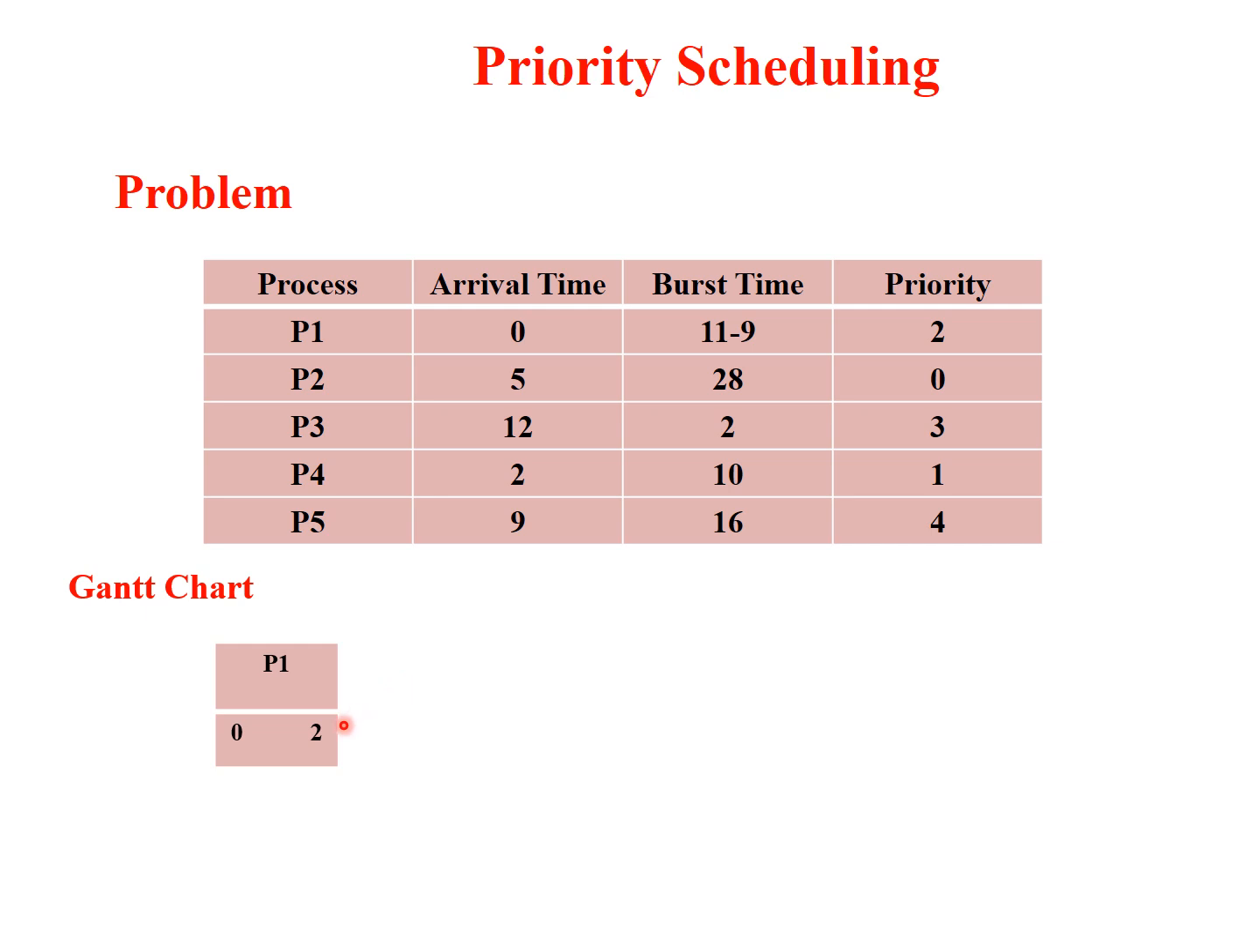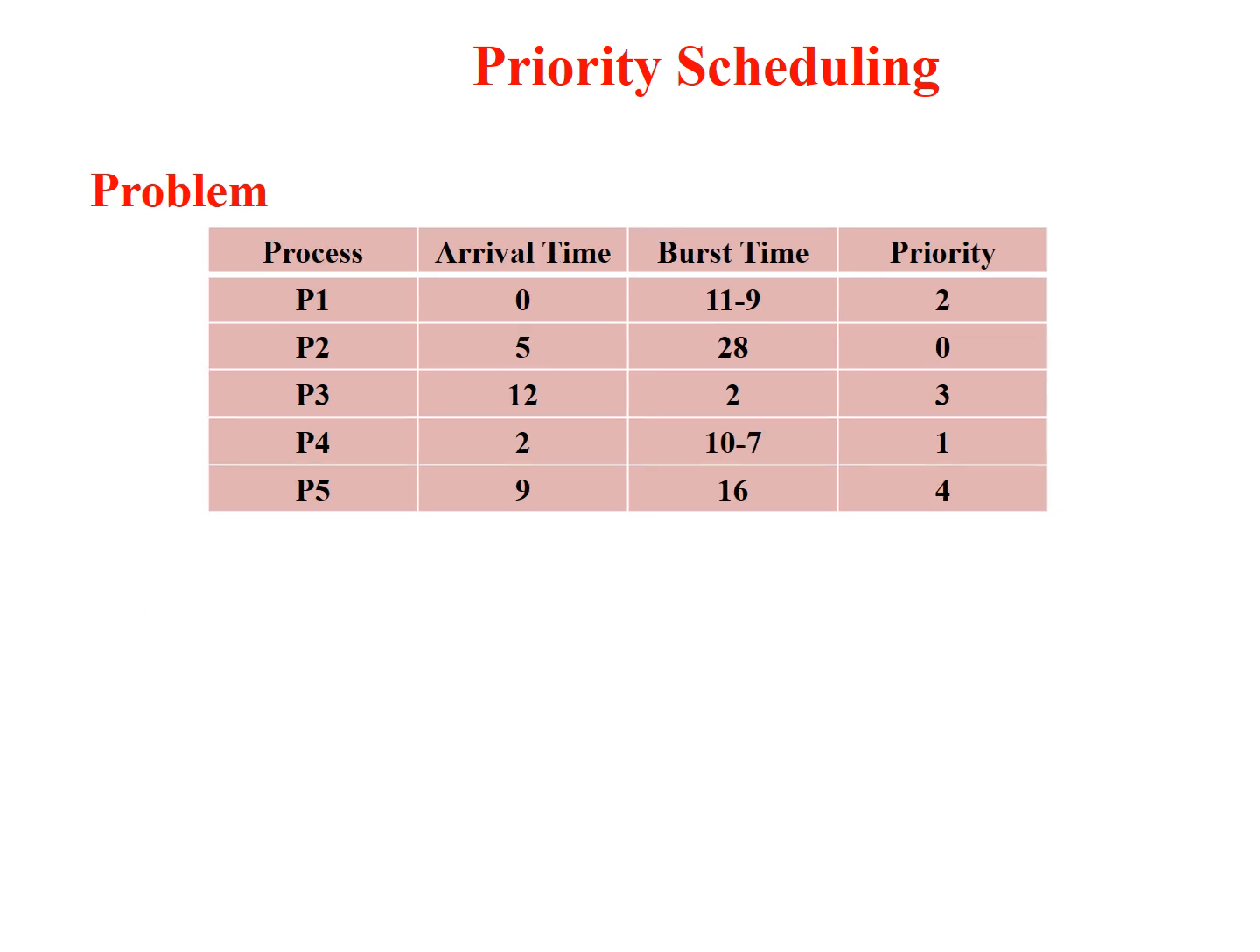In the meantime, let us note down the burst time of P1 as well. P1 has executed for 2 milliseconds, so its burst time instead of 11 is reduced to 9. You can note that down as we solve the problem. The next step: here we are allowing P4 to continue. Now P4 will continue till time 5.